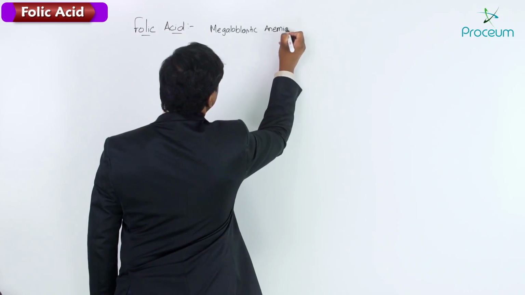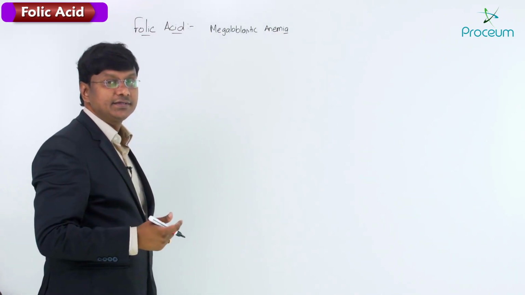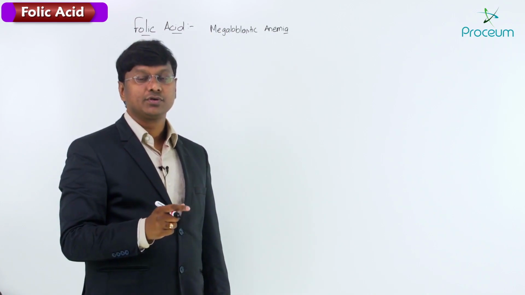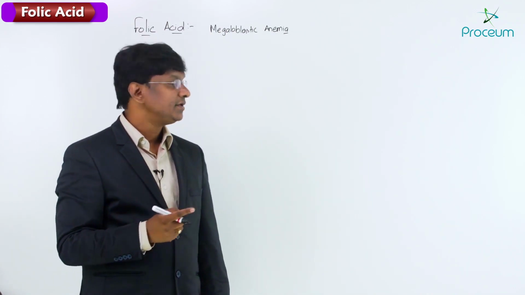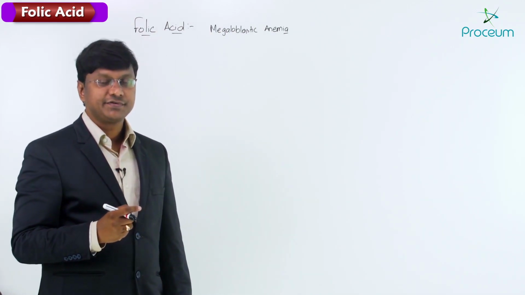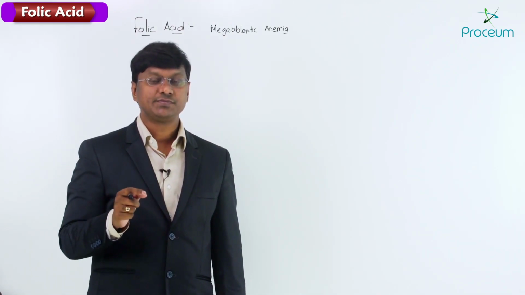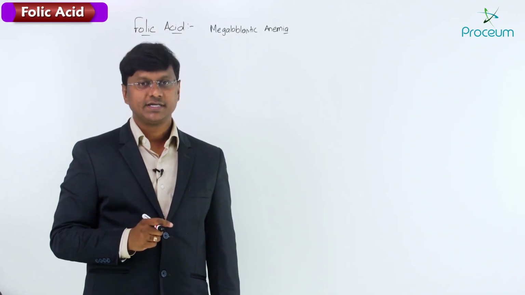In iron, what we have discussed is that the deficiency of iron will cause microcytic hypochromic anemia, whereas folic acid deficiency as well as vitamin B12 deficiency, both of them will cause megaloblastic anemia.